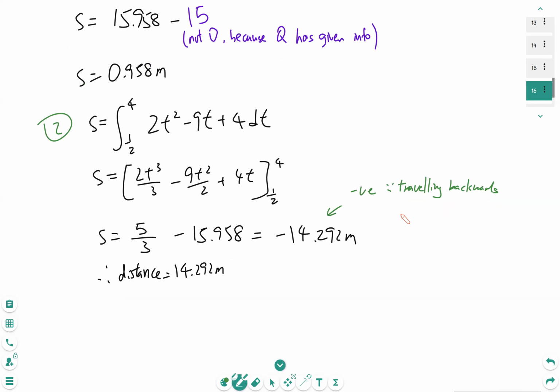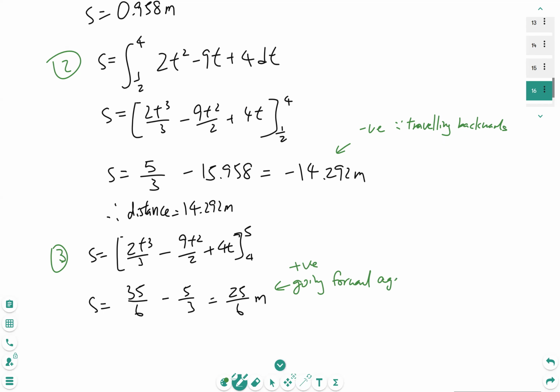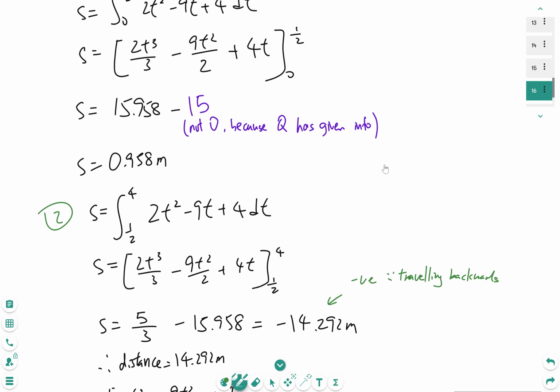So part 3, the last part, from 4 to 5. S equals 2t cubed over 3 minus 9t squared over 2 plus 4t from 4 to 5. Sub in 5, you should get 35 over 6. Sub in the 4, you get 5 over 3, which gives 25 over 6 meters. Now this positive means it's going forward again. It's positive because it's going forward again.